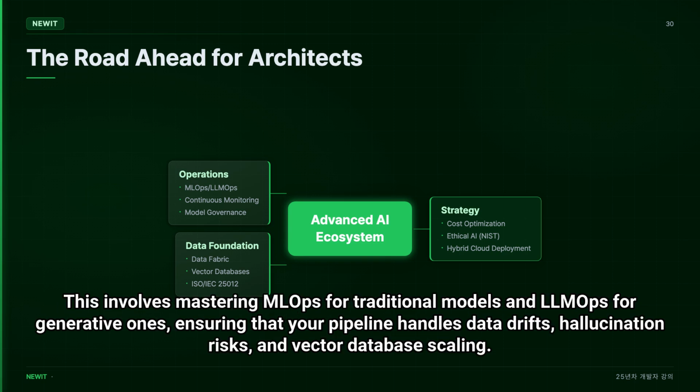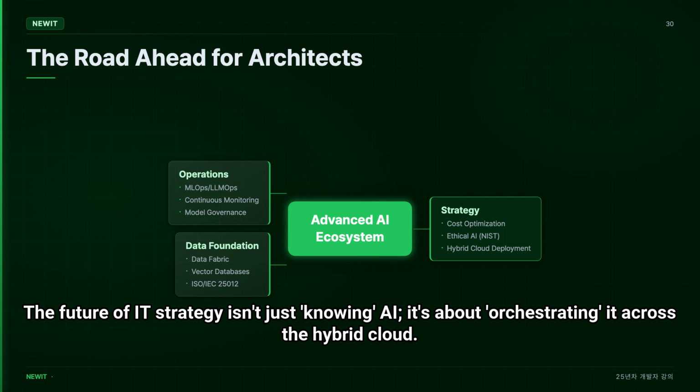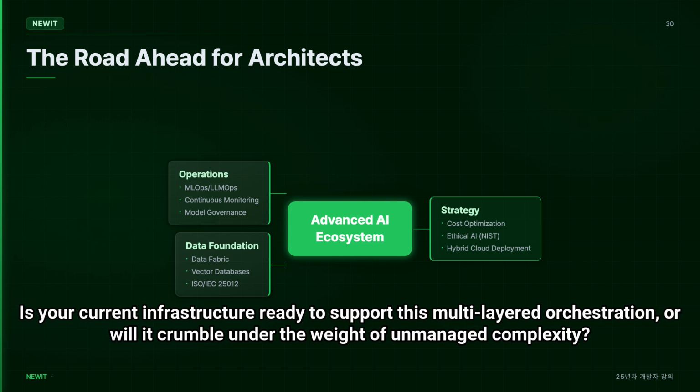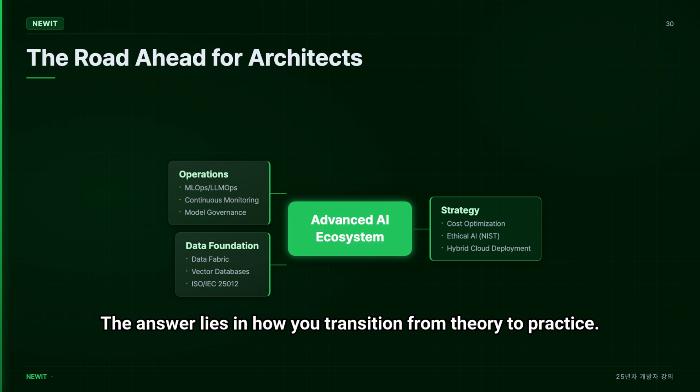This involves mastering MLOps for traditional models and LMOps for generative ones, ensuring that your pipeline handles data drifts, hallucination risks, and vector database scaling. The future of IT strategy isn't just knowing AI, it's about orchestrating it across the hybrid cloud. We are moving toward a modular world where AGI architectures bridge the gap between static DL knowledge and dynamic enterprise data. Is your current infrastructure ready to support this multi-layered orchestration, or will it crumble under the weight of unmanaged complexity? The answer lies in how you transition from theory to practice.